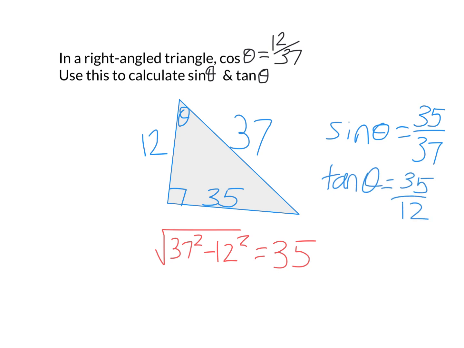You may have noticed here, sine and cos can never be more than 1. They're always proper fractions. They always have the lower number on top because the opposite or adjacent side can never be more than the hypotenuse. Tan, on the other hand, can be more than 1. That's because tan is opposite over adjacent. The opposite side can be more than the adjacent. Sometimes the opposite is more than the adjacent, sometimes it's not.